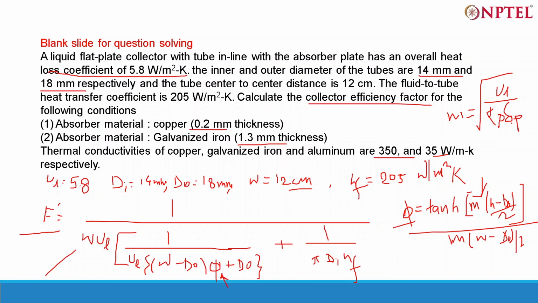Okay, so this is delta p and this is k p. Now calculate m, put it here, calculate phi, put it here, put all the values and calculate the collection efficiency factor. Now do it. Solve this question and tell me the answer.